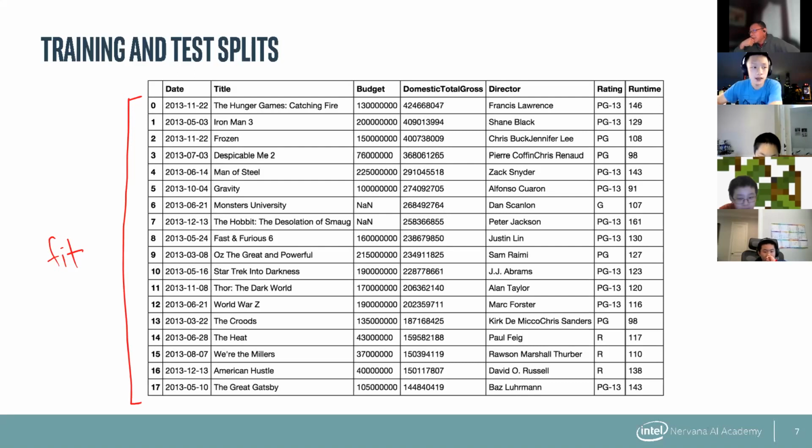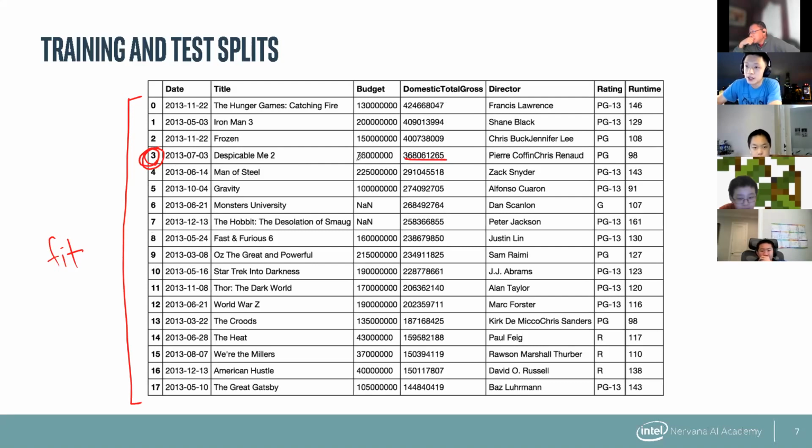Okay, so I'll go ahead and answer my own question. This is an issue because if you call fit on this data, you will have no more data to do evaluation on. Because imagine that you take something that the model has already seen, like you train the model to minimize error over, let's say, movie 3 here, and it already knows that the domestic total gross is supposed to be around this much money.